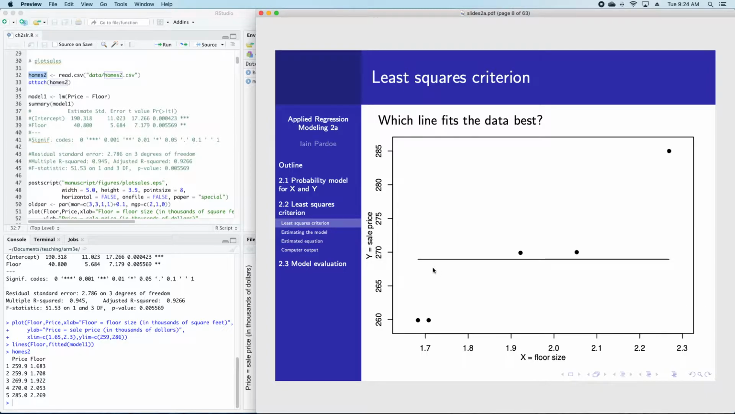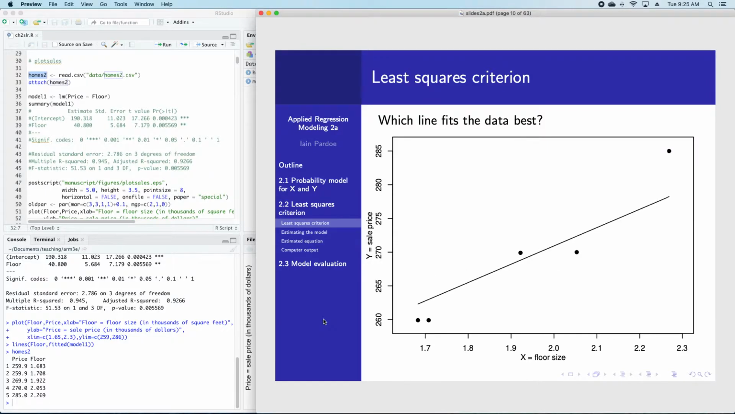So I'm going to start with this horizontal line, and it doesn't really look like that line summarizes the relationship in the data very well. We can see that there's a positive linear relationship between floor size and sale price, but that horizontal line does not really summarize that relationship very well. So it looks like we need to tilt the line up so that it's got a positive slope rather than a zero slope. So we'll tilt it up, and we can see we're getting a bit closer to the points now, but I don't think we've gone far enough yet.